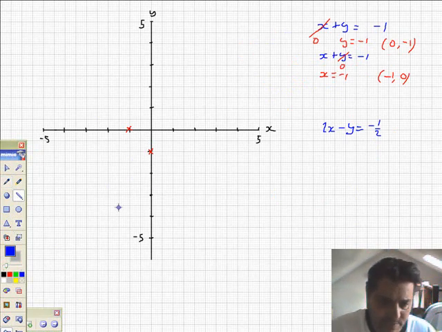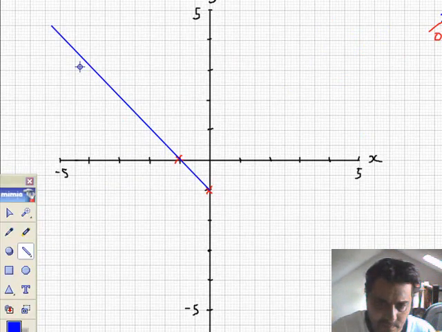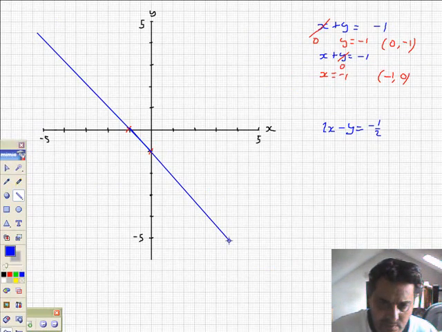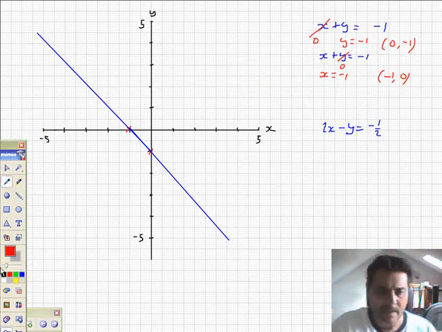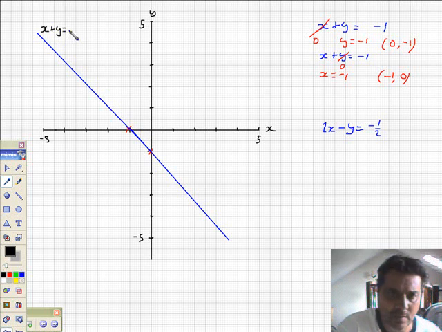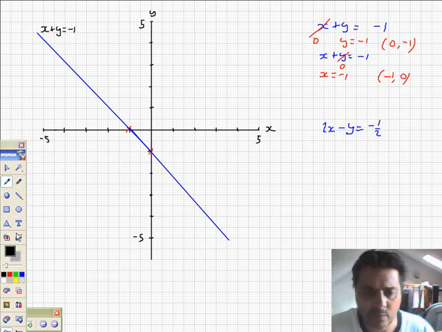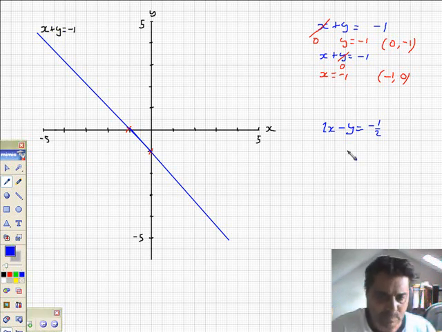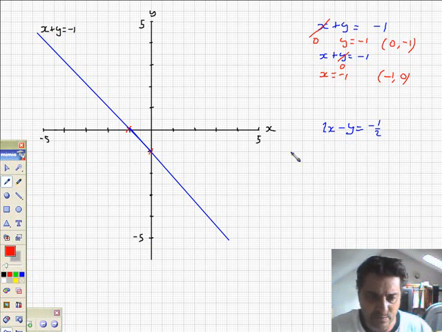Not sure it's going to cross though, so I might have to play with extending it a bit. Right, do that. Maybe extend it this way as well, see how it looks. Yeah, I'm happy with that. Label up, and this one's called x plus y equals minus 1. Beautiful. Next one. Right, let's make x equals 0 there.